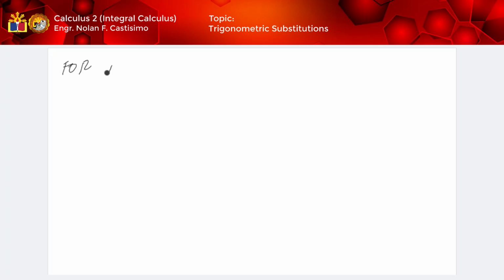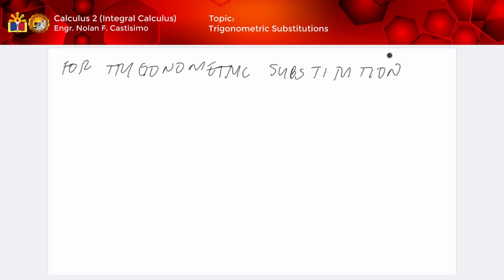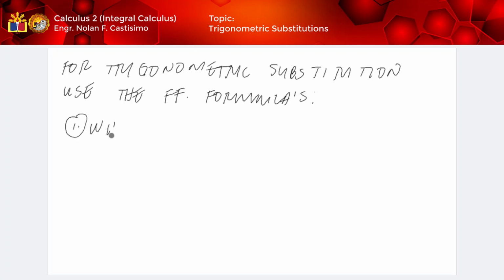So, for trigonometric substitution, use the following formulas. So, number 1, when a squared minus x squared, let x be equivalent to a sine theta.